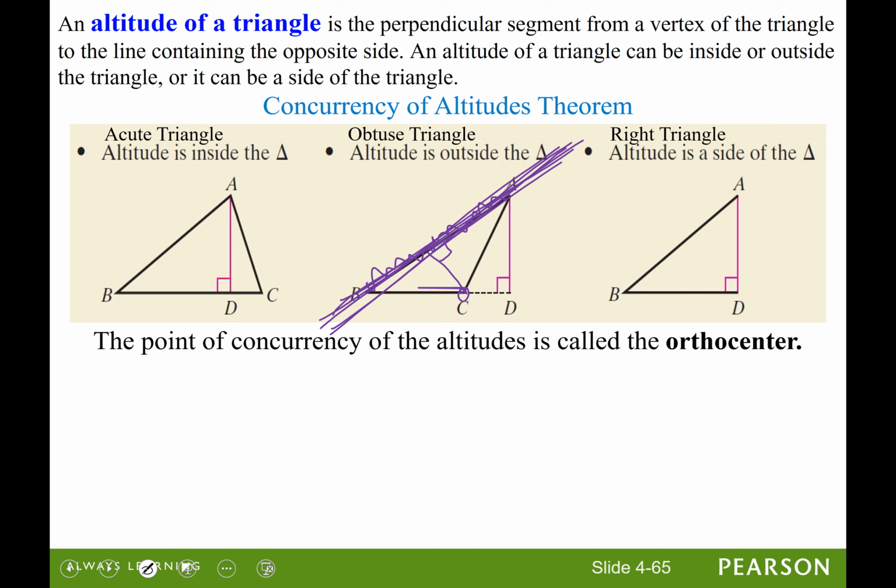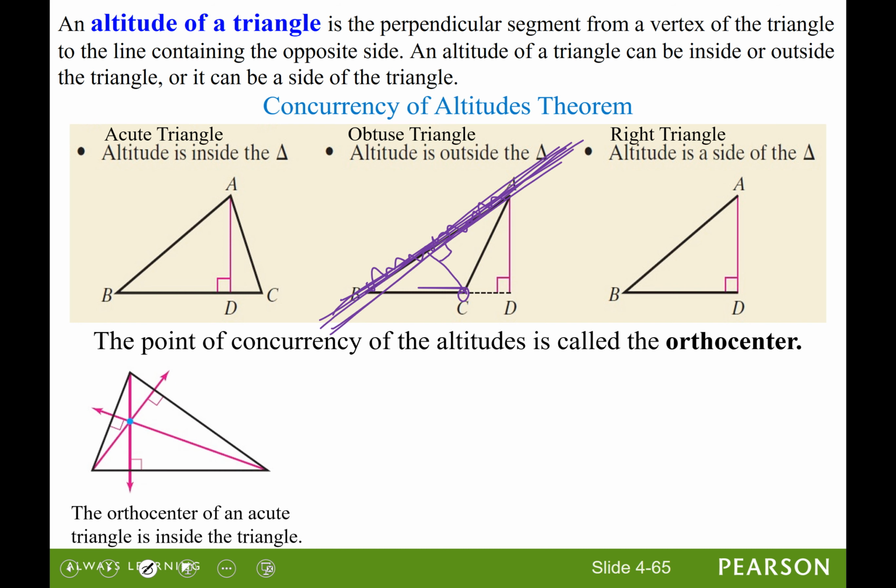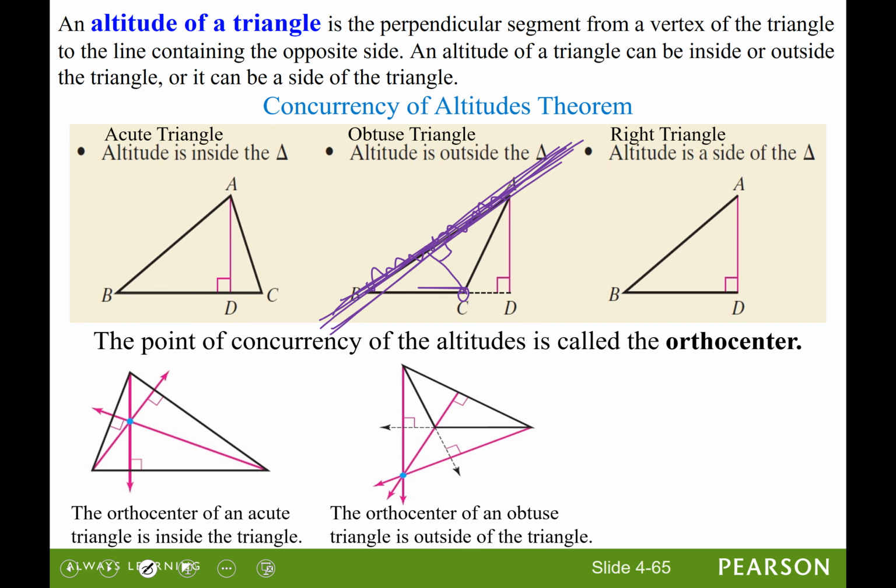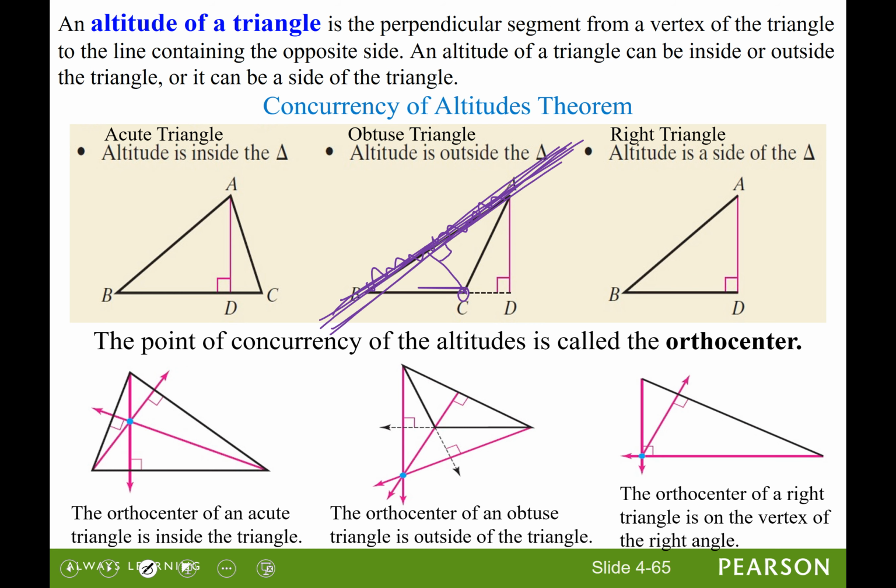The point of concurrency of the altitudes is called the orthocenter. The orthocenter will be inside of an acute triangle, outside of an obtuse triangle, and on the vertex of the right angle in a right triangle.